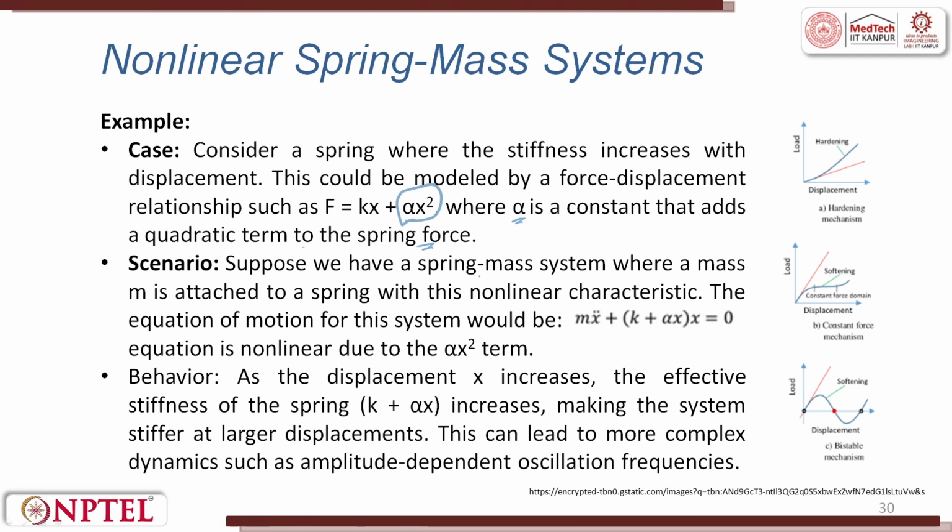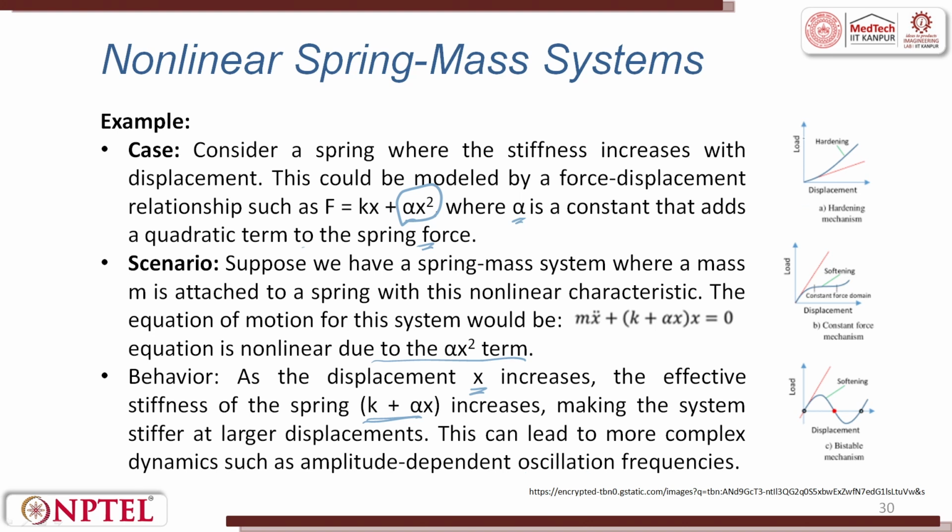Scenario: suppose we have a spring mass system where the mass m is attached to a spring with this nonlinear characteristic. The equation of motion of the system would be m x double dot plus (k plus alpha x) into x equal to 0. The equation is nonlinear due to its alpha x square term. Behavior: as the displacement x increases, the effective stiffness of the spring, k plus alpha x, increases, making the system stiffer at large displacements. This can lead to more complex dynamics such as amplitude dependent oscillation frequency.